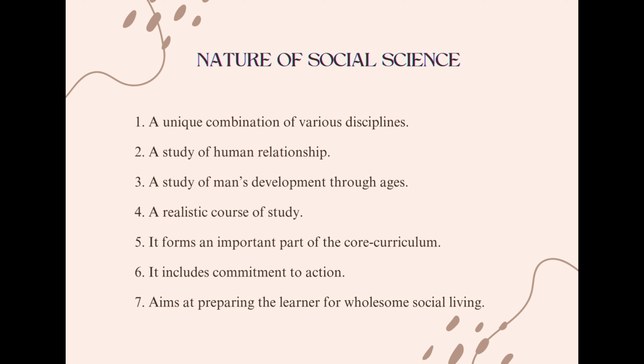Let's move to the third point. Social science is a study of man's development through ages. What is meant by this? Okay, we can consider social science like a time machine. It takes us back to see how humans lived in the past and brings us forward to understand how we live today. It studies how people have changed over thousands of years in their lifestyle, technology, beliefs, culture, social system, and everything. Now, let me explain this point with an example.